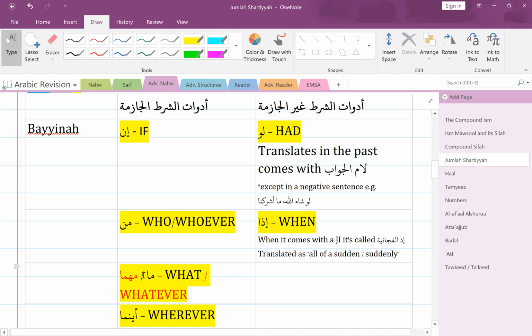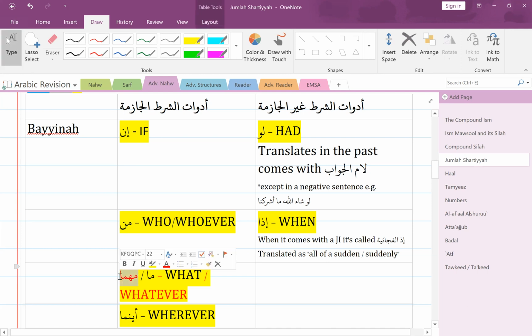Then you have ma or mahma. Again, ma, we already did ma mawsula. I don't know if we touched a bit on ma masdariyya. I don't think we did, but there are so many different kinds of ma. Here we're looking at ma shartiyah. When we get to advanced structures, we will look at all the different kinds of ma. Ma means what or whatever. Again, something we didn't look at in Bayinnah, I think.